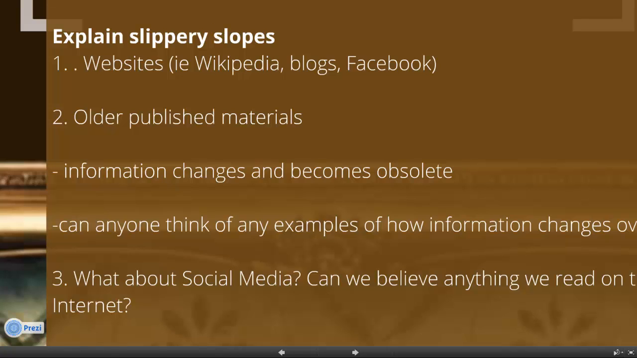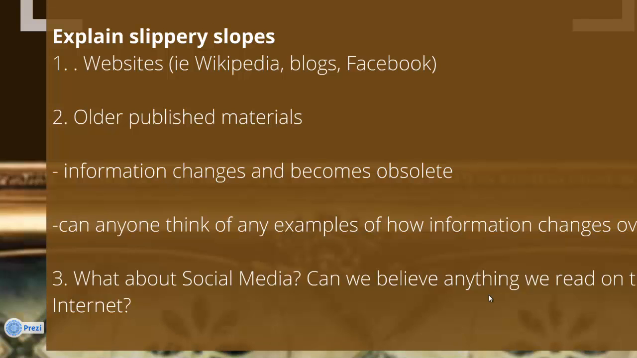Can anyone think of any examples of how information changes over time? And what about social media? Can we believe anything we read on the internet?